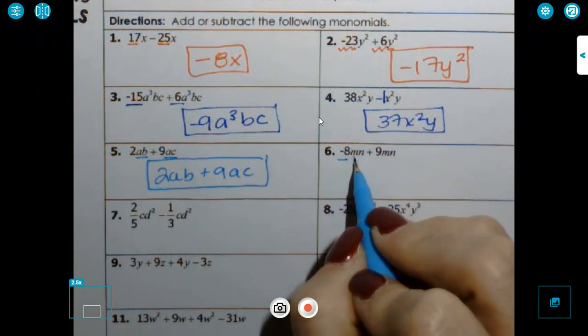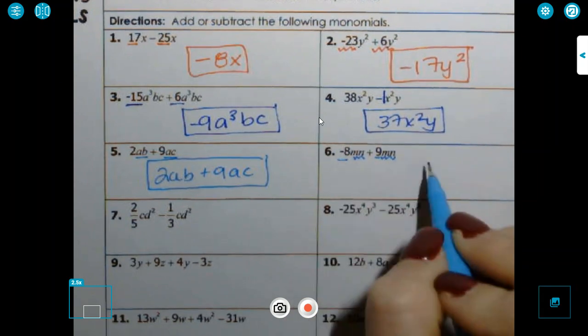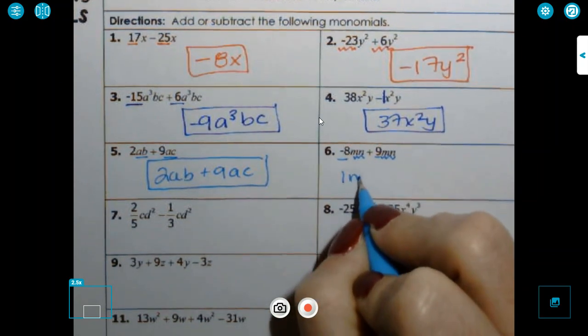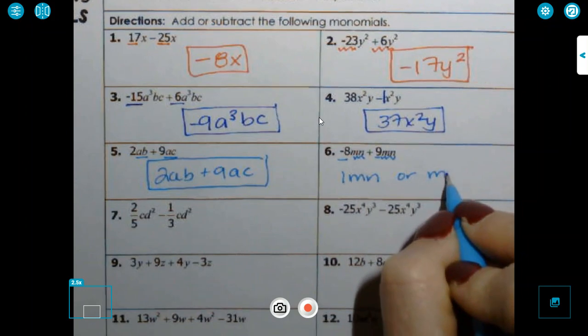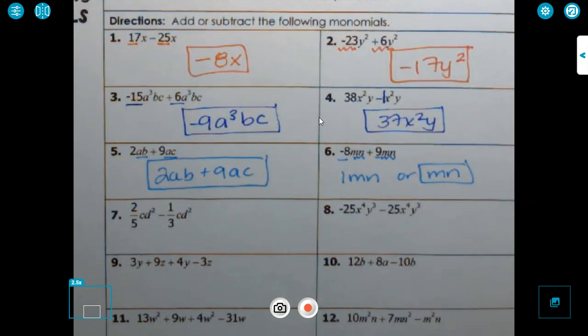All right, -8mn and 9mn. Those are the same, so that's just going to give me 1mn, or you may just see that written as mn on your EOC. Those understood ones, we've talked about that several times. They are not written, okay?